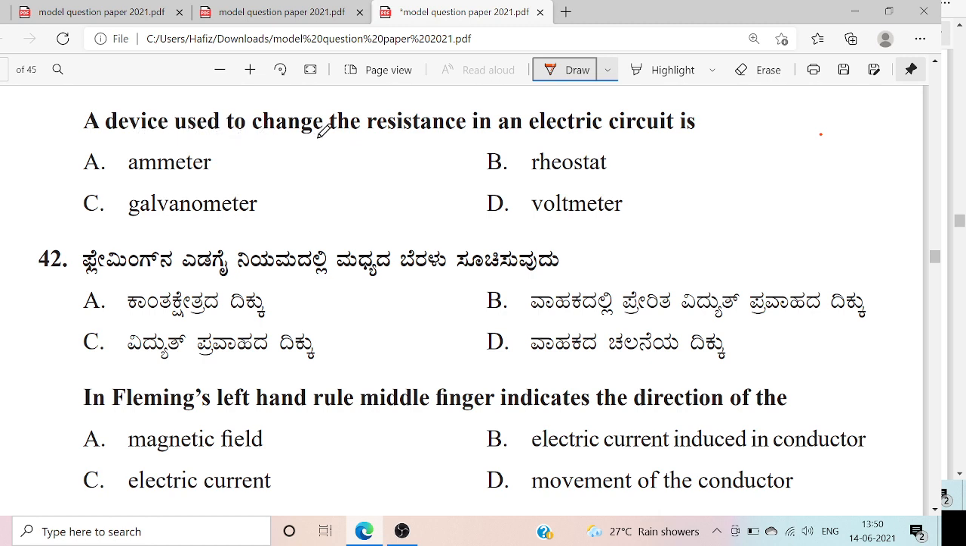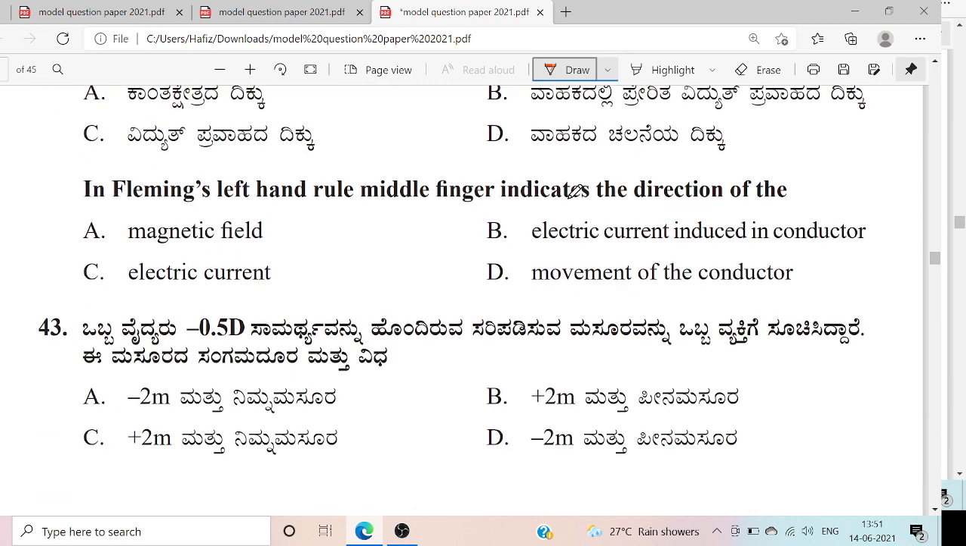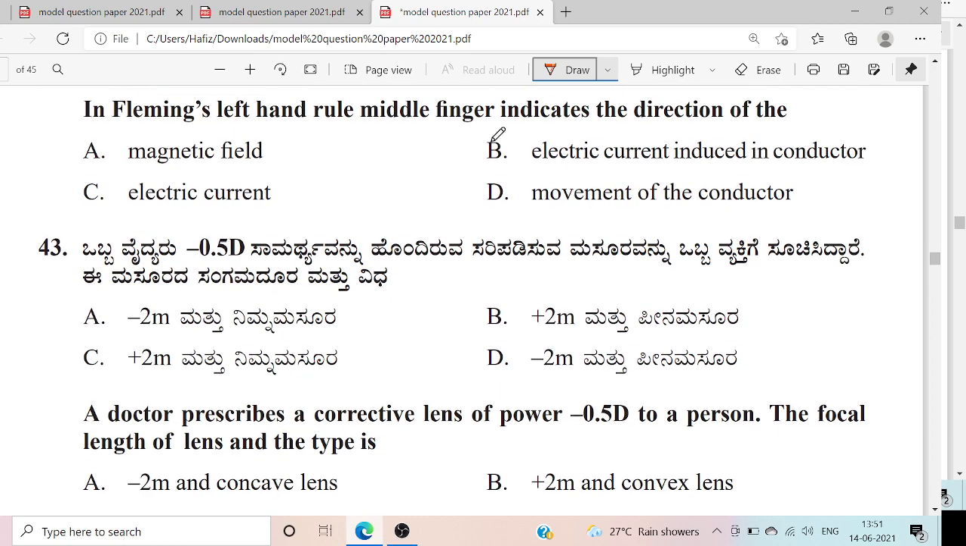A device used to change the resistance in the electric circuit is. Hope you know the function of all the options which you find here. Ammeter measures the current, galvanometer detects the current, voltmeter measures the voltage or the potential difference, and rheostat, which is your answer, changes the resistance in the electric circuit. Okay, and now the second question is on your screen.